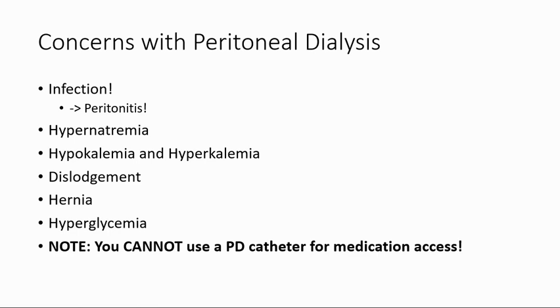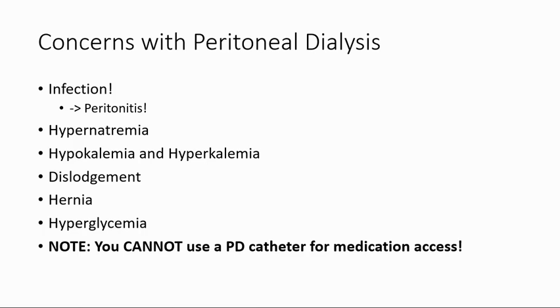Another one is hypernatremia. Because this process is an automation, I don't mean to imply that there's increased accuracy with automation, but there certainly is increased precision. You can sometimes have fluid shift and too much sodium go across, and you have hypernatremia, and by the same token, you can have either hypo or hyperkalemia. Another problem is dislodgement, especially at night, which of course can cause all sorts of problems. You can have a hernia develop around the site, and you can get hyperglycemia because the solution usually contains dextrose. And the big thing, of course, you can't use a PD catheter for medication access, which we should know.